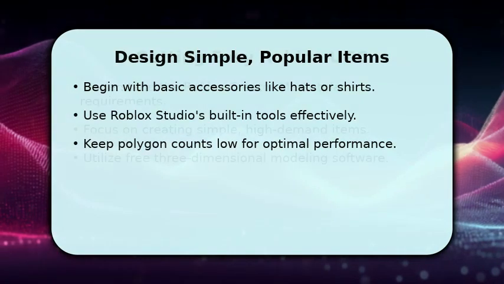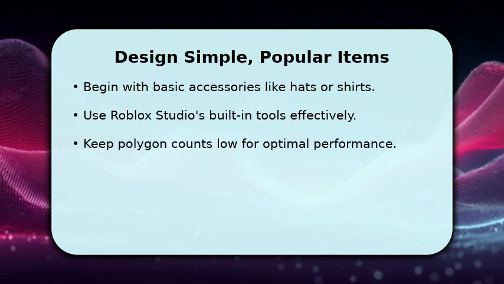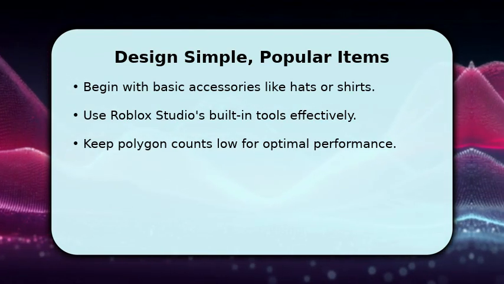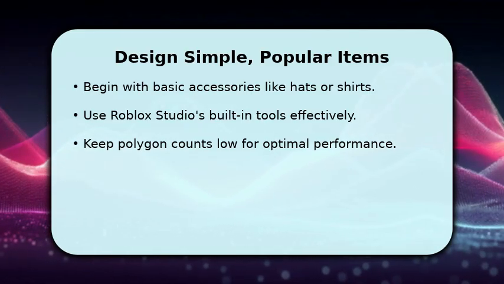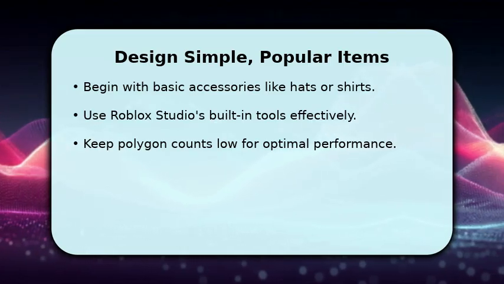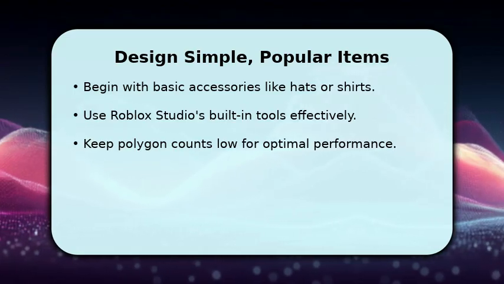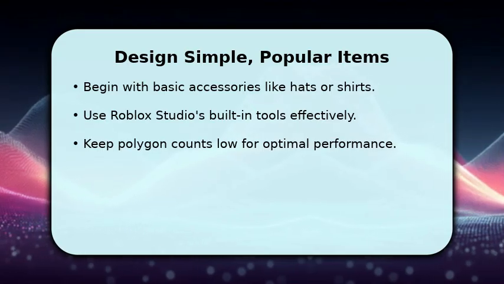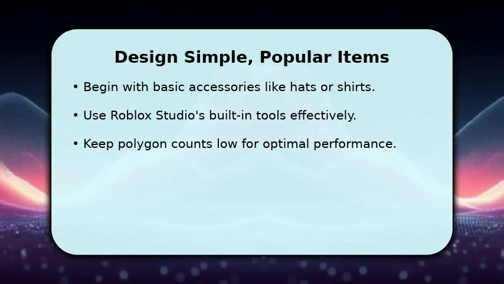steps. To make UGC creation easy, start with simple items that are often in high demand. Think about basic accessories such as hats, glasses, or simple clothing textures. Leverage Roblox Studio's intuitive tools for initial design and assembly. Aim for a low polygon count, ideally under 4,000 polygons for accessories, to ensure your items load quickly and perform well across all devices, enhancing user experience.